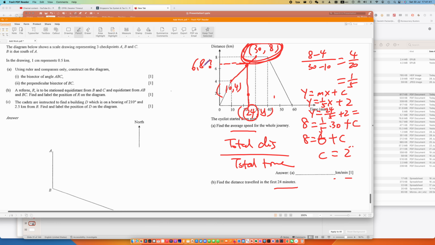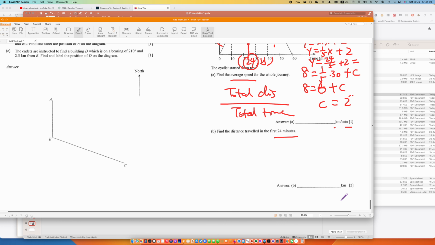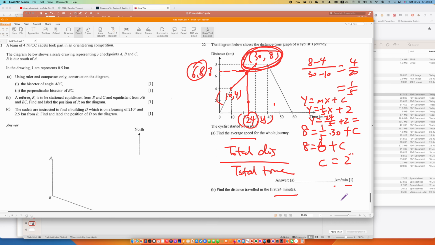Did you get 6.8? No? Okay, then how do you get 6.8? Can you explain to me? So I take 4 km because 4 to 8 is 4 km, that's 20 minutes. Correct. So you find the minutes per km, then you just times 14 minutes, because 24 minus 10. Okay, good. 6.8. But you can also use the gradient concept, the y equals to mx plus c format.